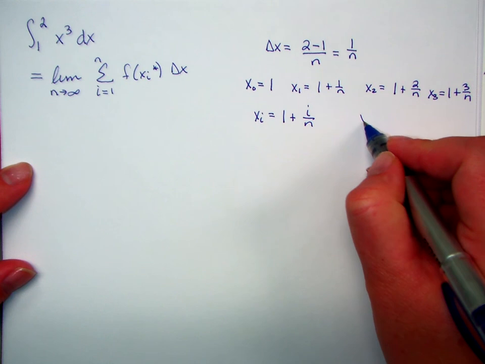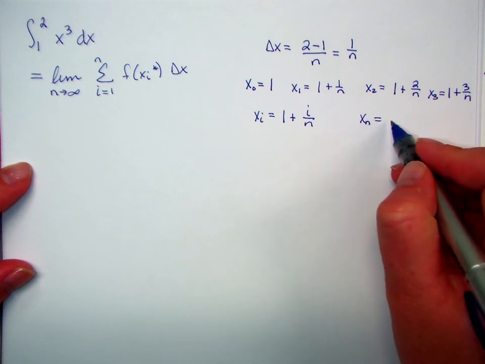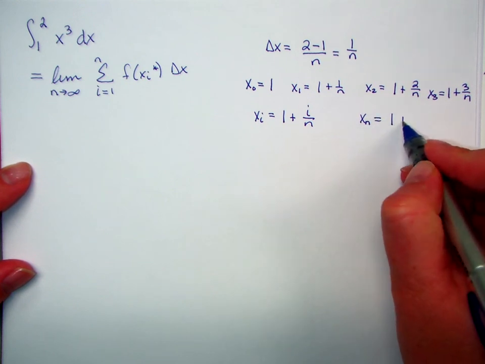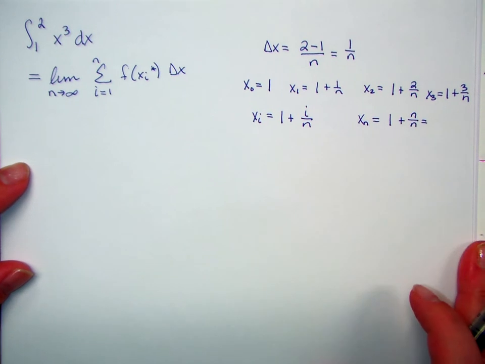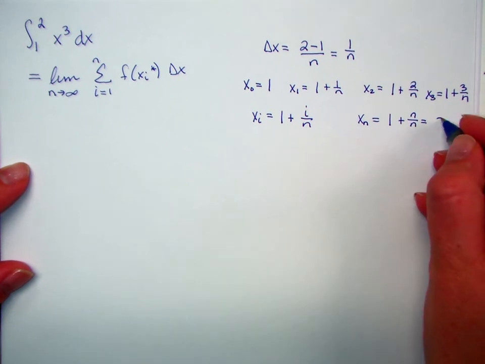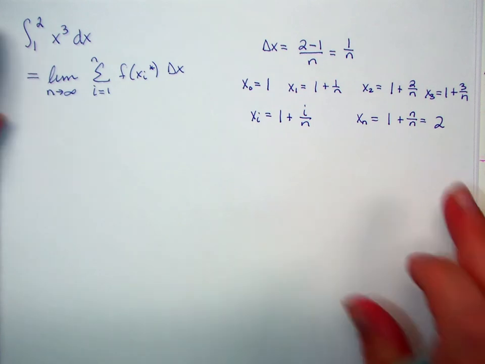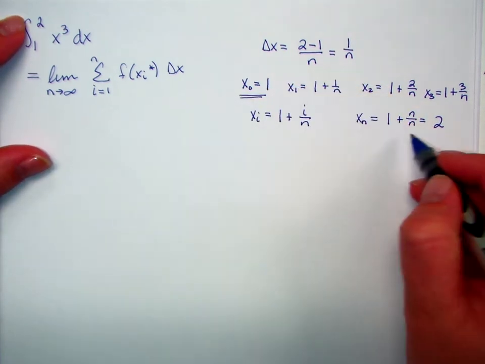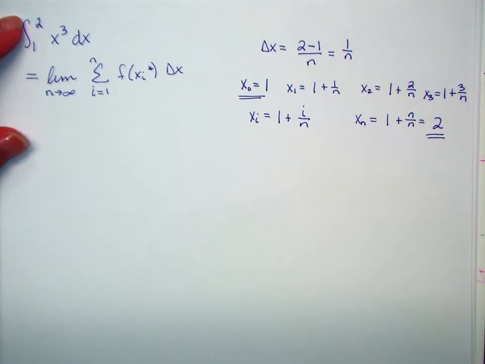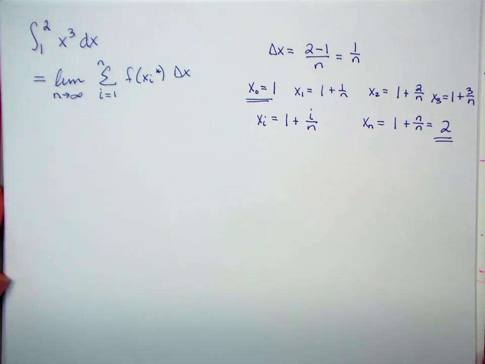Now what is x of n? Just double check your formula. If I plug n in there, I get 1 plus n over n, which is 1 plus 1, and that is indeed 2. X of n should always be equal to the upper limit. X of 0 is your lower limit, x of n is your upper limit, and it should work out with your formula if you figured it out right.